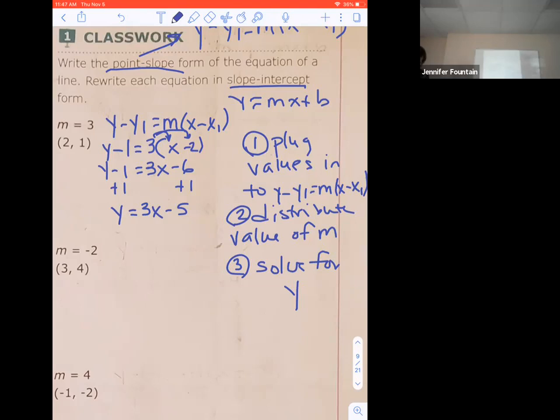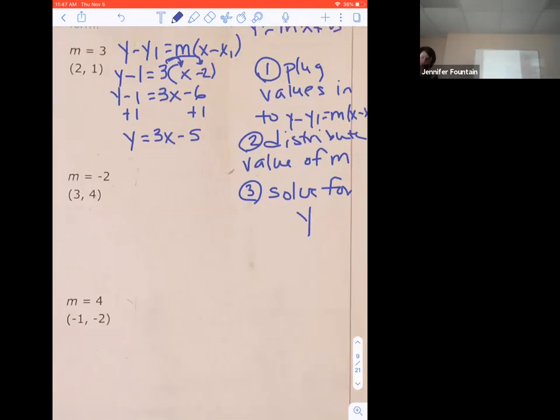All right, let's do the next one. M equals -2. My point is 3, 4. Y equals, I'm sorry, not y equals, y minus y1 equals m times x minus x1. Y minus 4 equals -2 times x minus 3. Good.